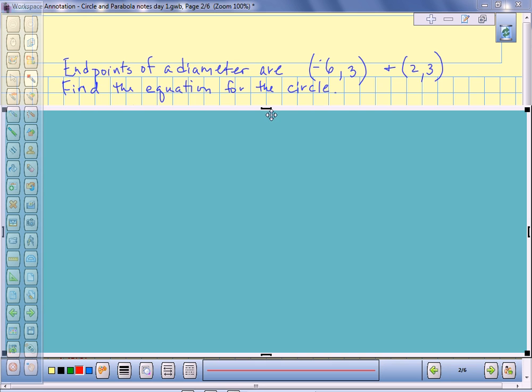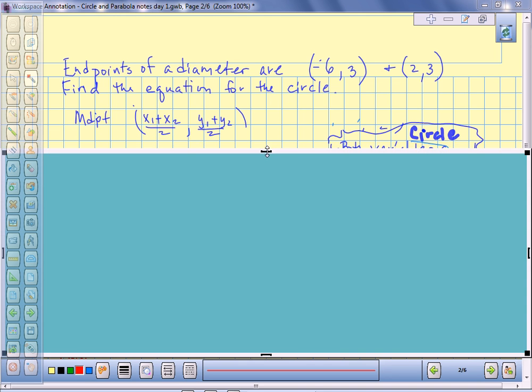So, the two things I need, center and radius. Do I have either of those? No. How can I find the center? Find the midpoint. Good. So, the midpoint is the center. So what would the center of a circle whose endpoints of the diameter are -6,3 and 2,3 be? Negative 2, 3. Okay? So we get that the center is the point -2, 3.